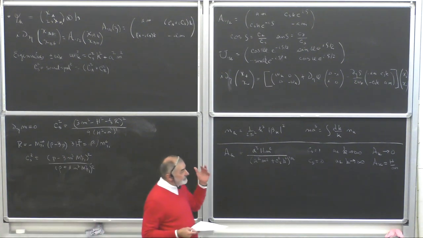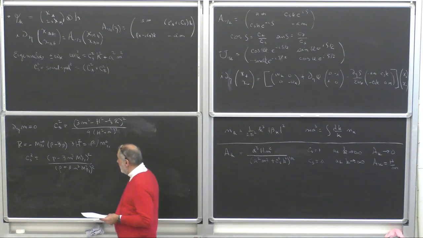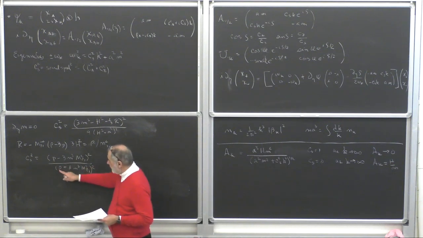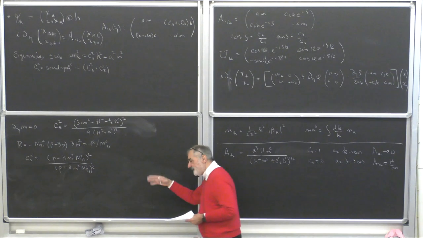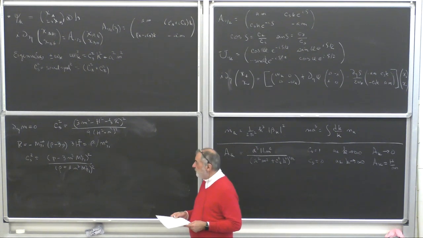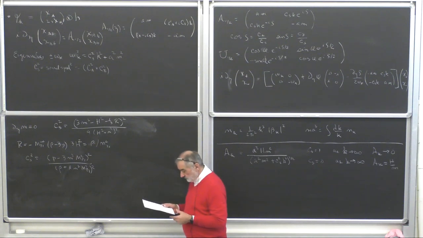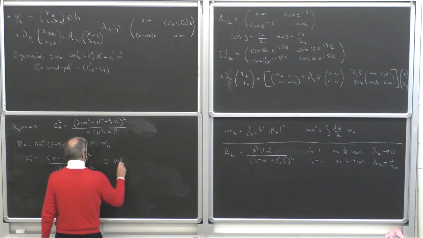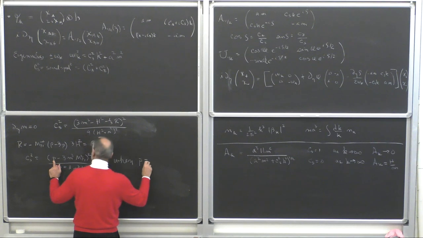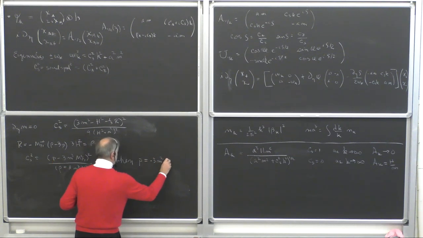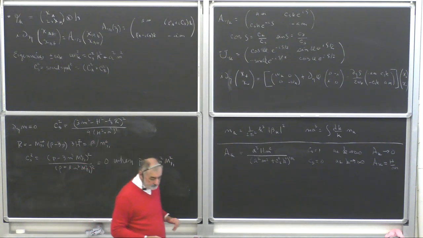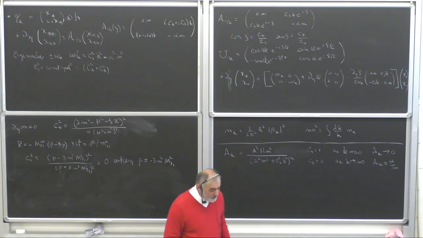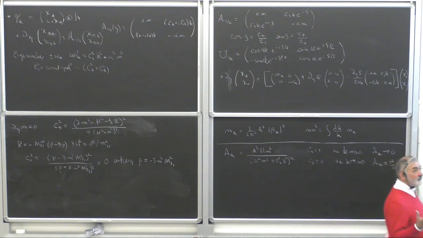And of course, at late time, it's going to go to 1 because the pressure and energy density will be smaller than that. At late time, c_s squared goes to 1. So c_s squared equals 0 when the pressure is minus 3 m squared M_Planck squared. And when this happens is going to depend upon the inflation model that you choose.